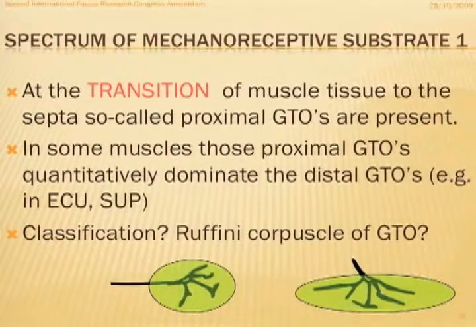So it's the transition of the muscle tissue to the septum, where the so-called proximal Golgi tendon organs are present. Now, what does that mean therapeutically? The Golgi tendon organs are the pressure relief valve. You poke on them, the muscles give up. Clinically, if you're trying to release a muscle, find where the Golgi tendon organs are going to be and put some pressure on there, and the rest of your job will become much easier.